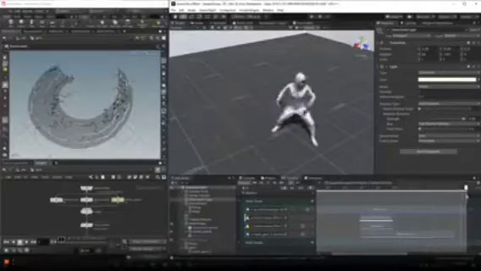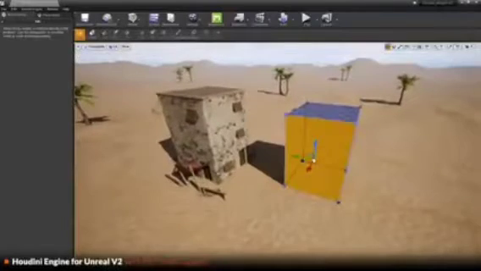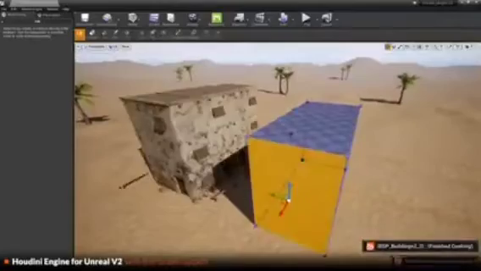Houdini is, however, very much the most widely used, so much so that it has become the industry standard.